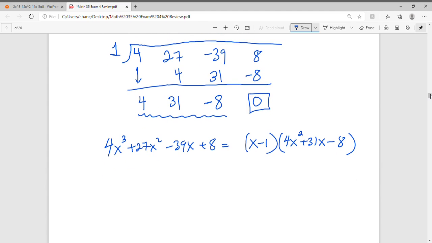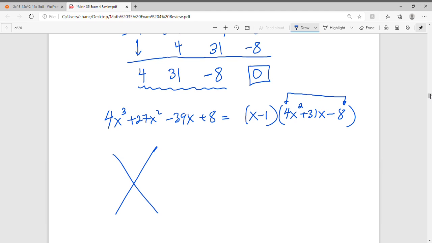But we can factor this further. This is the AC method. Let's multiply 4 times negative 8. That's going to give us negative 32. And on the bottom is 31. The two numbers that work are positive 32 and negative 1. Now you could go about it in multiple different ways. You could use the AC method by splitting the middle, or you could use the AC method by using the bottoms up method.